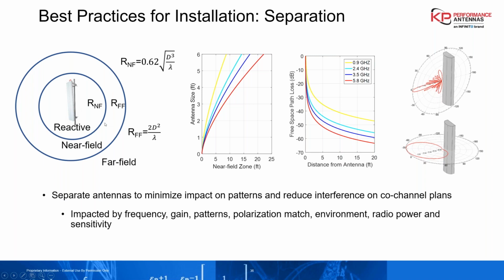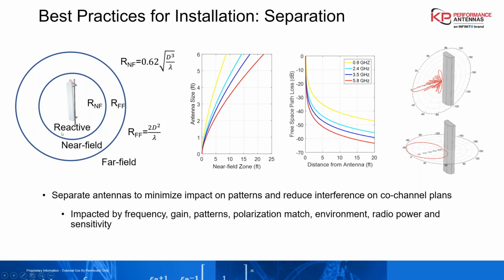Side to side, you'll end up getting worse isolation between the 2 antennas, but they won't impact the patterns as much as opposed to up and down, stacking vertically on top of each other. So, side to side as much as you can, and 5 feet of separation.